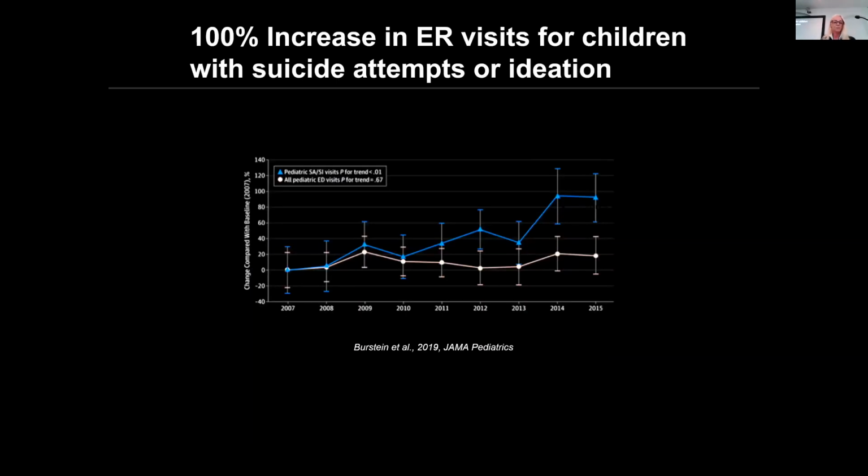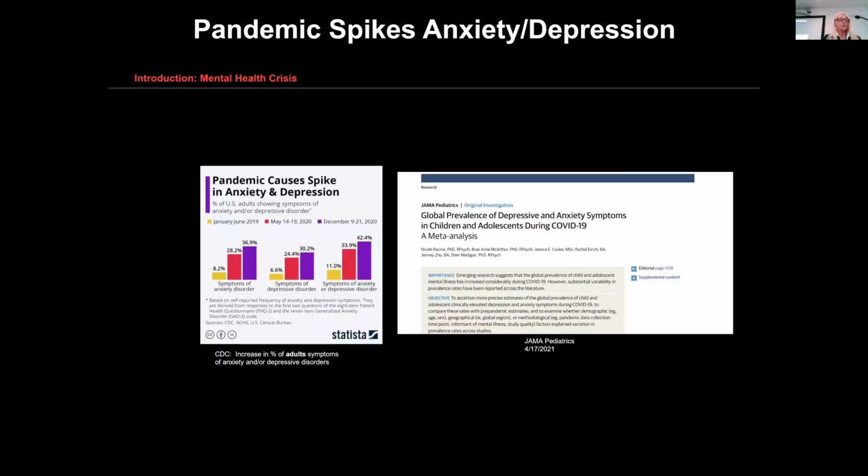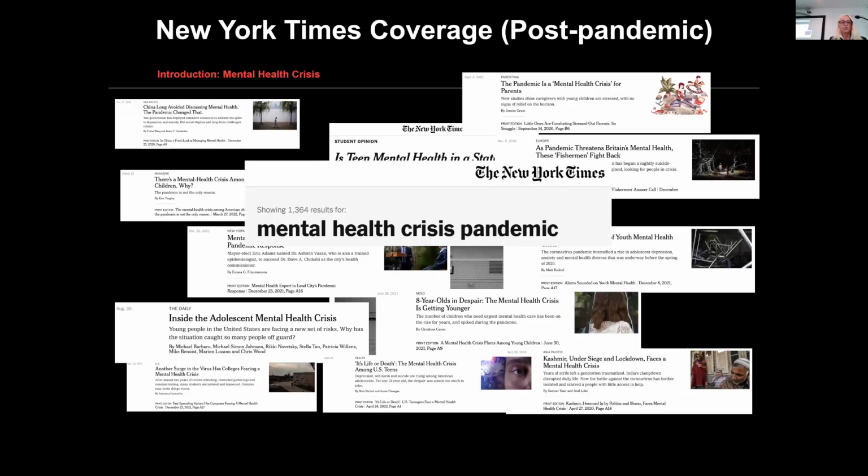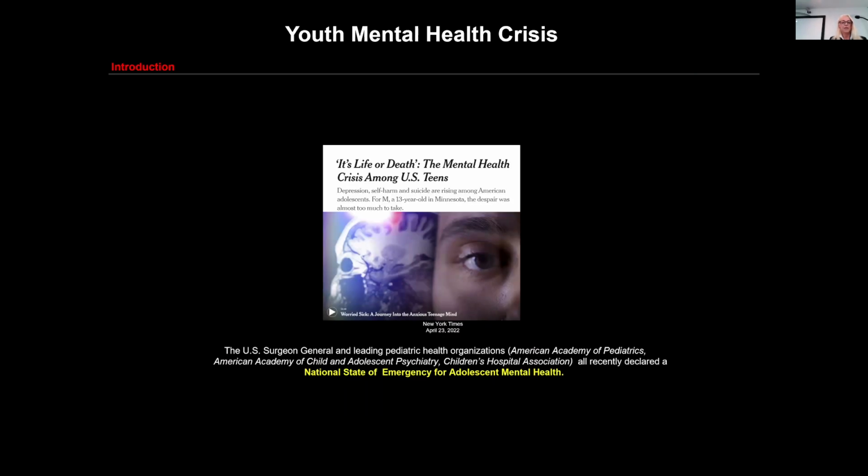Over a decade ago, Bernstein and colleagues showed in JAMA Pediatrics that there was already a 100% increase in ER visits for children with suicidal attempts or ideation. Then, not surprisingly, the pandemic spiked anxiety and depression in adults, but also in children. This became such an issue that the New York Times published many different articles highlighting the pandemic mental health crisis, and the US Surgeon General and leading pediatric health organizations all got together and declared a national state of emergency of mental health. It's clear that there is an urgent need for innovative precision treatments that target core mechanisms underlying mental illness.